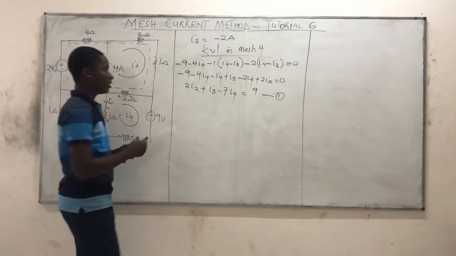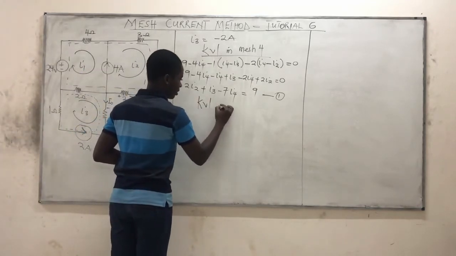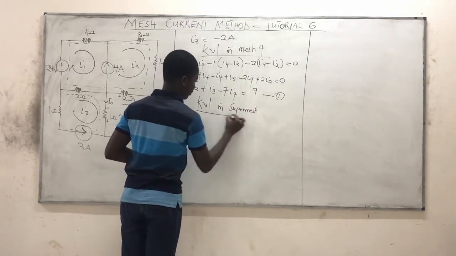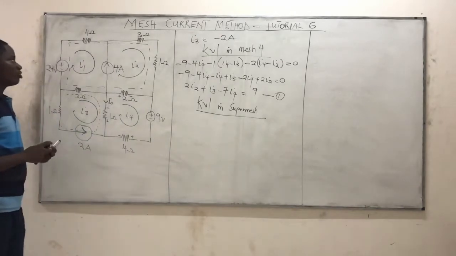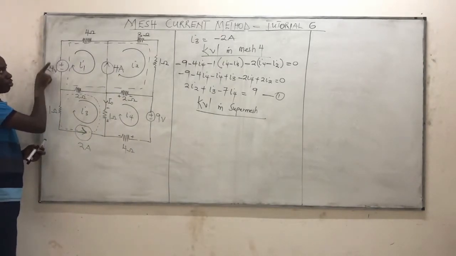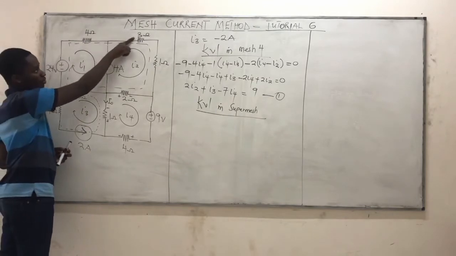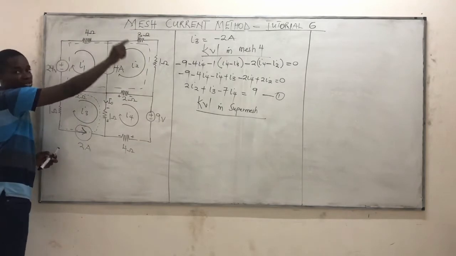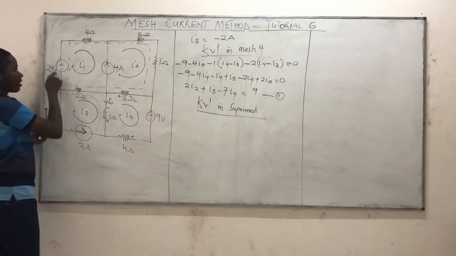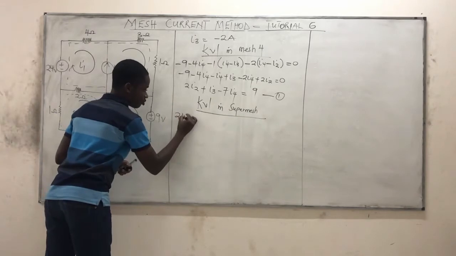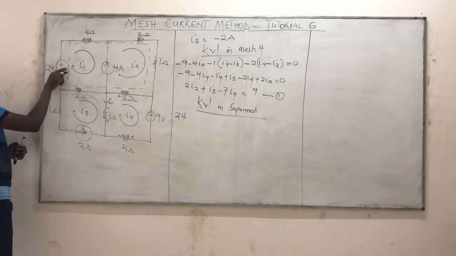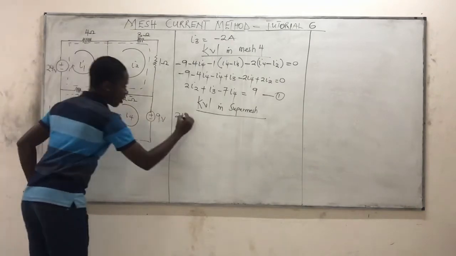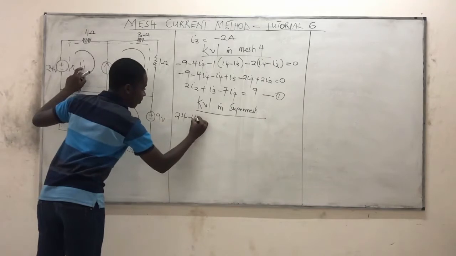So let's write KVL in the super mesh. In that super mesh group, we are starting from the 24 volts, then we go to the 4, we move to 3, we move to 1, we come to 2 and work these two, because they are all part of the super mesh. So let's start from the 24. I have a positive 24 volts because I'm moving clockwise, entering negative and leaving positive. Then I come to the 4, I have minus 4 times the current I1.